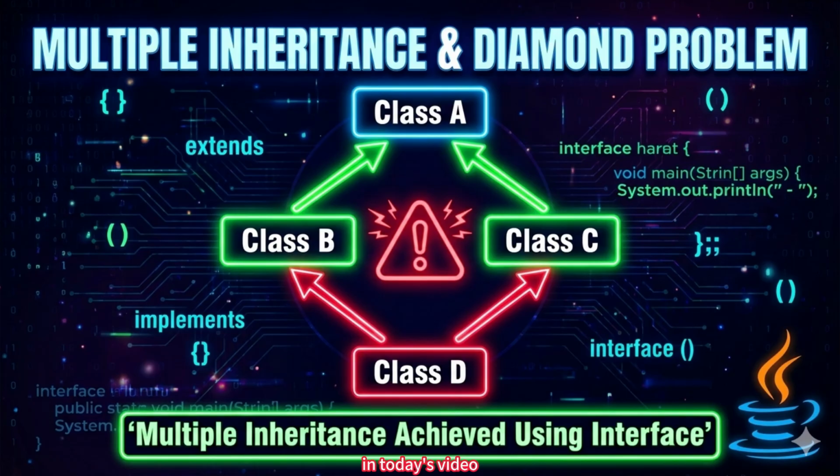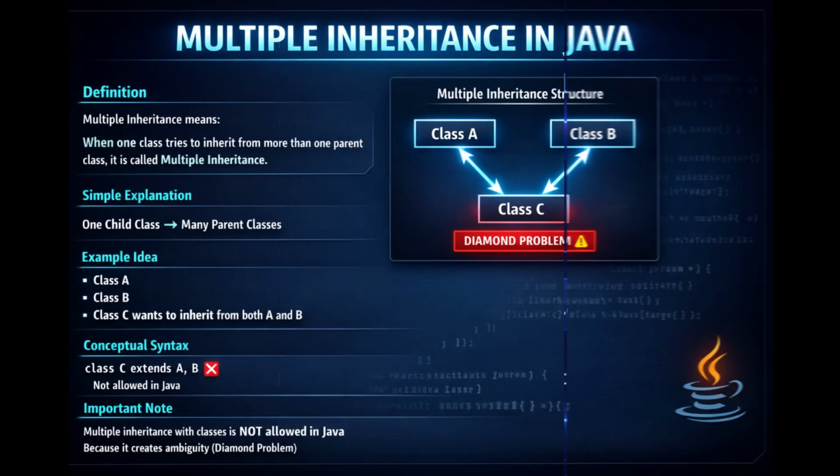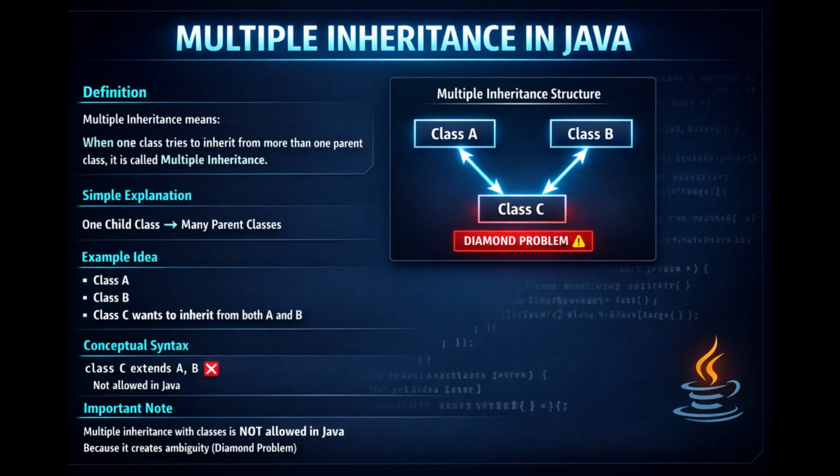In today's video, we are going to learn a very important topic in Java: multiple inheritance, the diamond problem, and how interface solves it. I will explain everything step by step in a simple and easy way. First, let's understand: what is multiple inheritance?